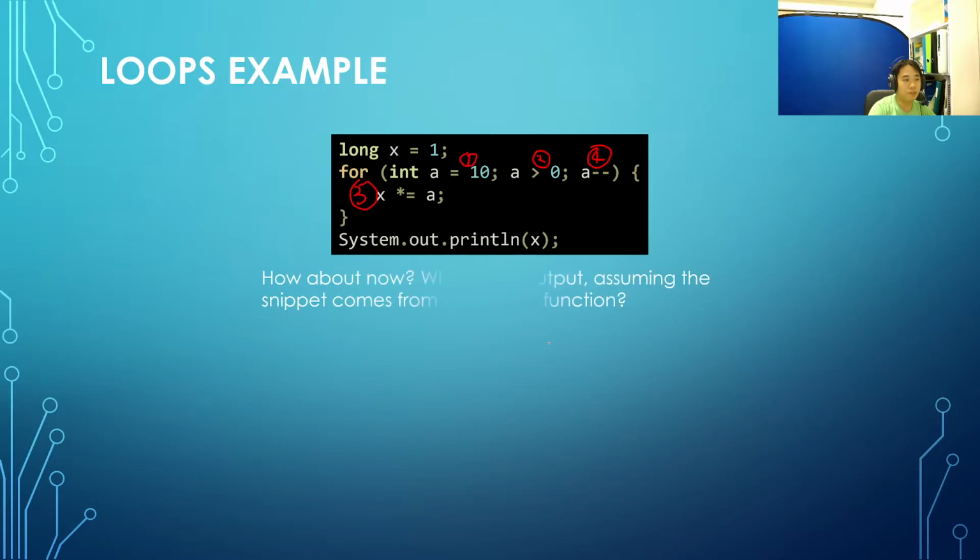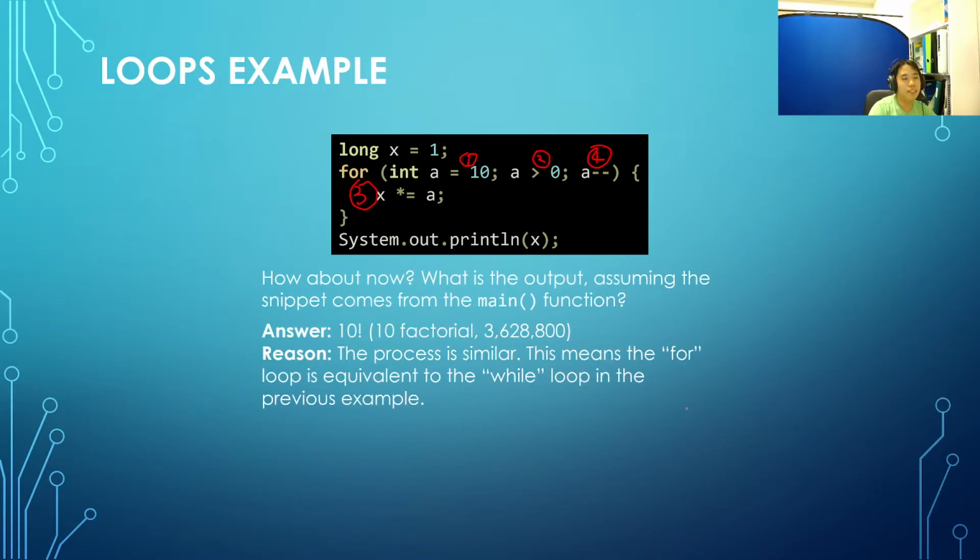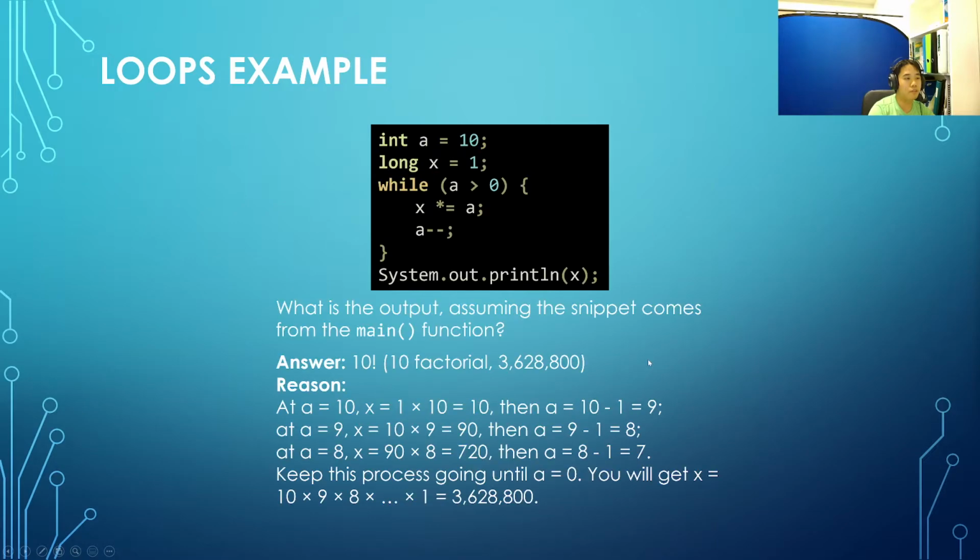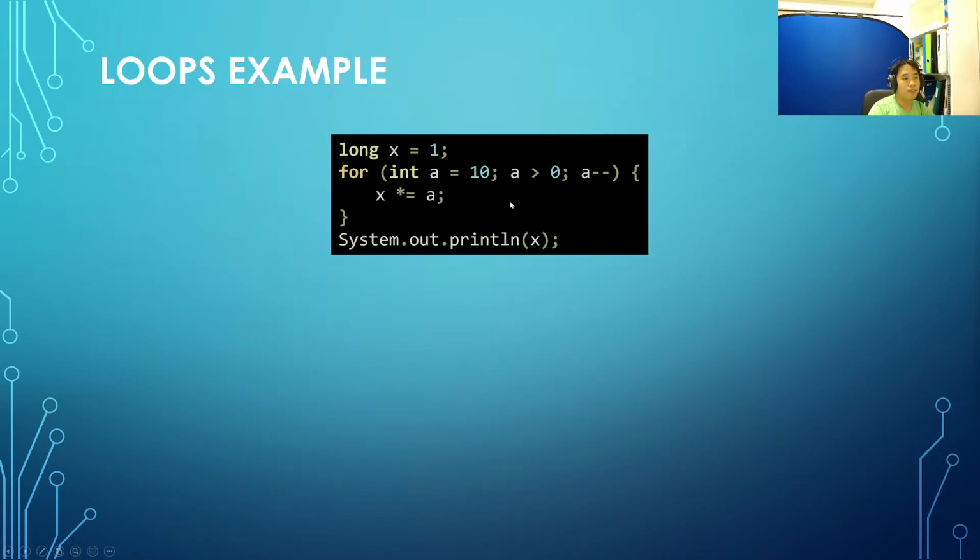So what would be the output? Well, still 10 factorial, because the for loop is actually the equivalent of the while loop in the previous slide. Pretty cool, eh? So that is the for loop example. You can see that you can kind of derive the for loop from a while loop. Both loops have their own uses as well. Alright, let's move on now.